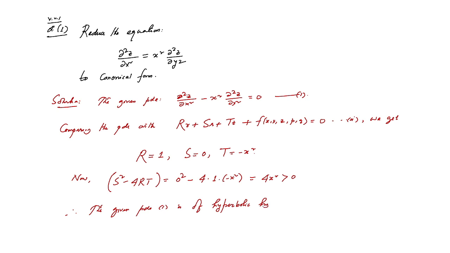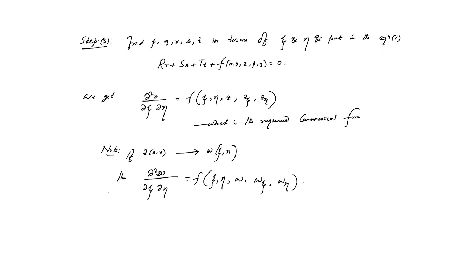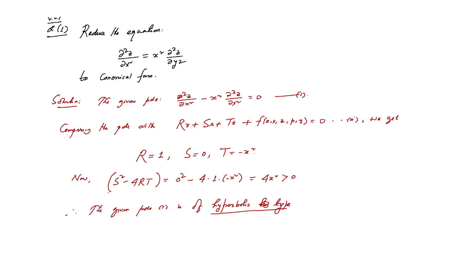So first we have to check whether this is a hyperbolic type, a parabolic type, or an elliptic type, and then we can proceed according to the steps. So it is matched exactly, it is hyperbolic, so that means we can use step 1, step 2. So first we will find the root of the characteristic equation. So this is called the characteristic root.